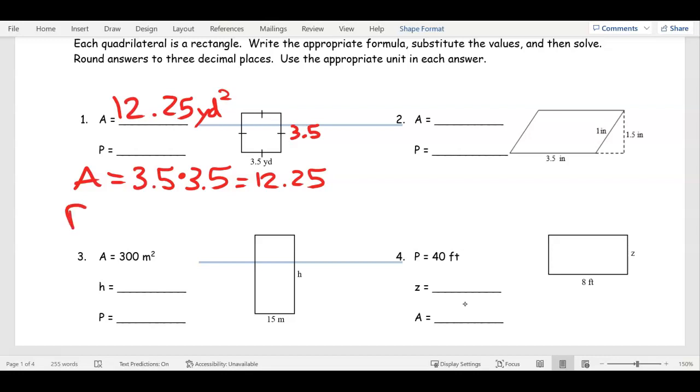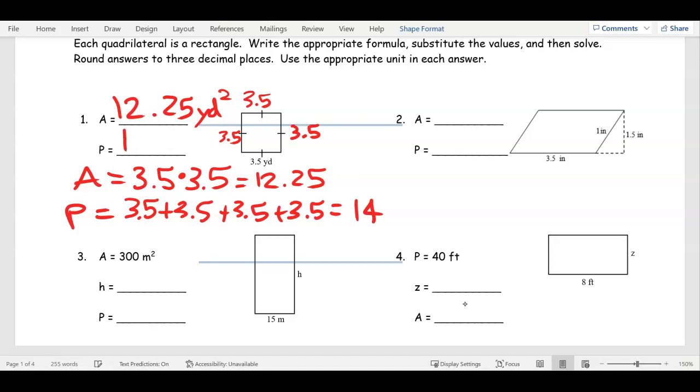Now, for perimeter, all we're going to do is add up all 4 sides. And since it's a square, all the sides are the same, we're going to add up 3.5 4 different times. You could do 3.5 times 4, or just add up 3.5 plus 3.5 plus 3.5 plus 3.5. Either way, you're adding up all the sides. Does everyone understand how to do perimeter? Add up all the sides. And what do we get? 14. And what are my units of measure?